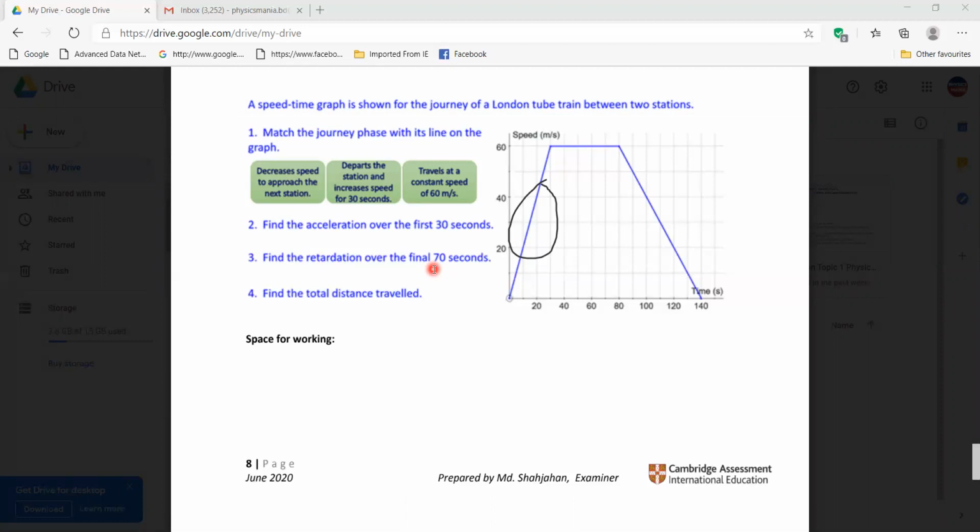If it's 60, then should I show the working? Should I show the working? Yeah, yeah, sure, sure. Okay.